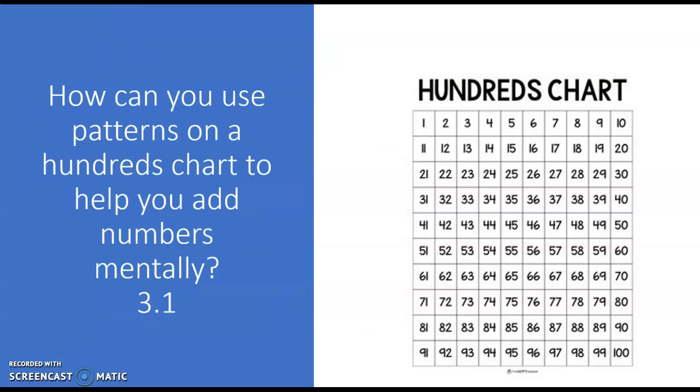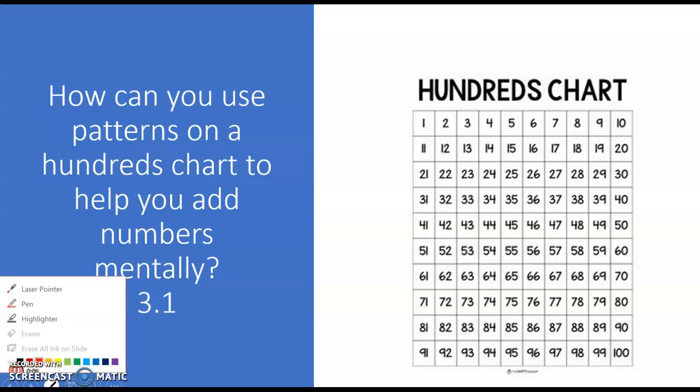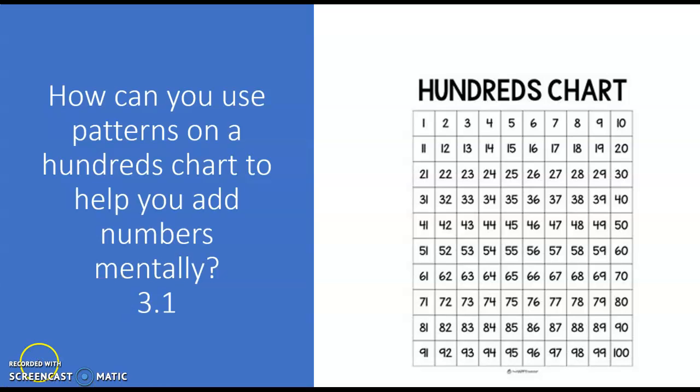Your lesson essential question is, how can you use patterns on a hundreds chart to help you add numbers mentally? So today we're going to be adding numbers. You know, when we add, we join numbers together to find a sum. A sum is an answer to an addition problem. The strategy we're using is by finding patterns on a hundreds chart. So that's the strategy we'll be using to add today.